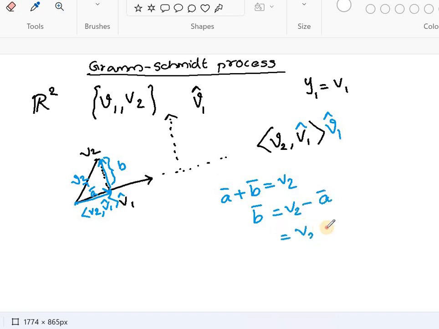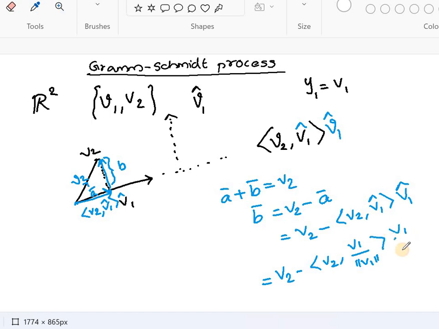So that's equal to v2 minus, what is a bar? a bar is the projection of v2 onto v1. So what we have is inner product of v2 with v1 cap, times v1 cap. Now what is v1 cap? v1 cap is just v1 divided by its length, because it's a unit vector along the direction of v1. So it is nothing but v2 minus inner product of v2 with v1 by length of v1, times that unit vector v1 by length of v1.